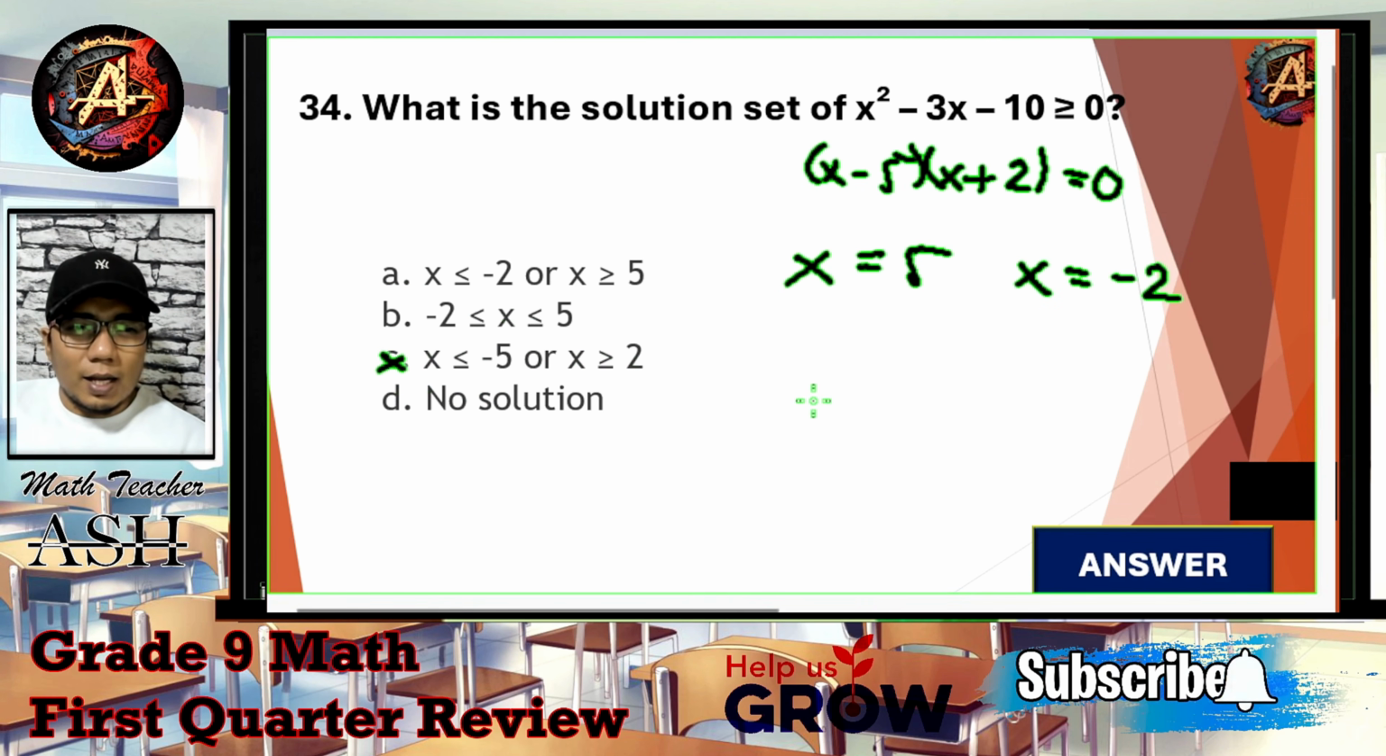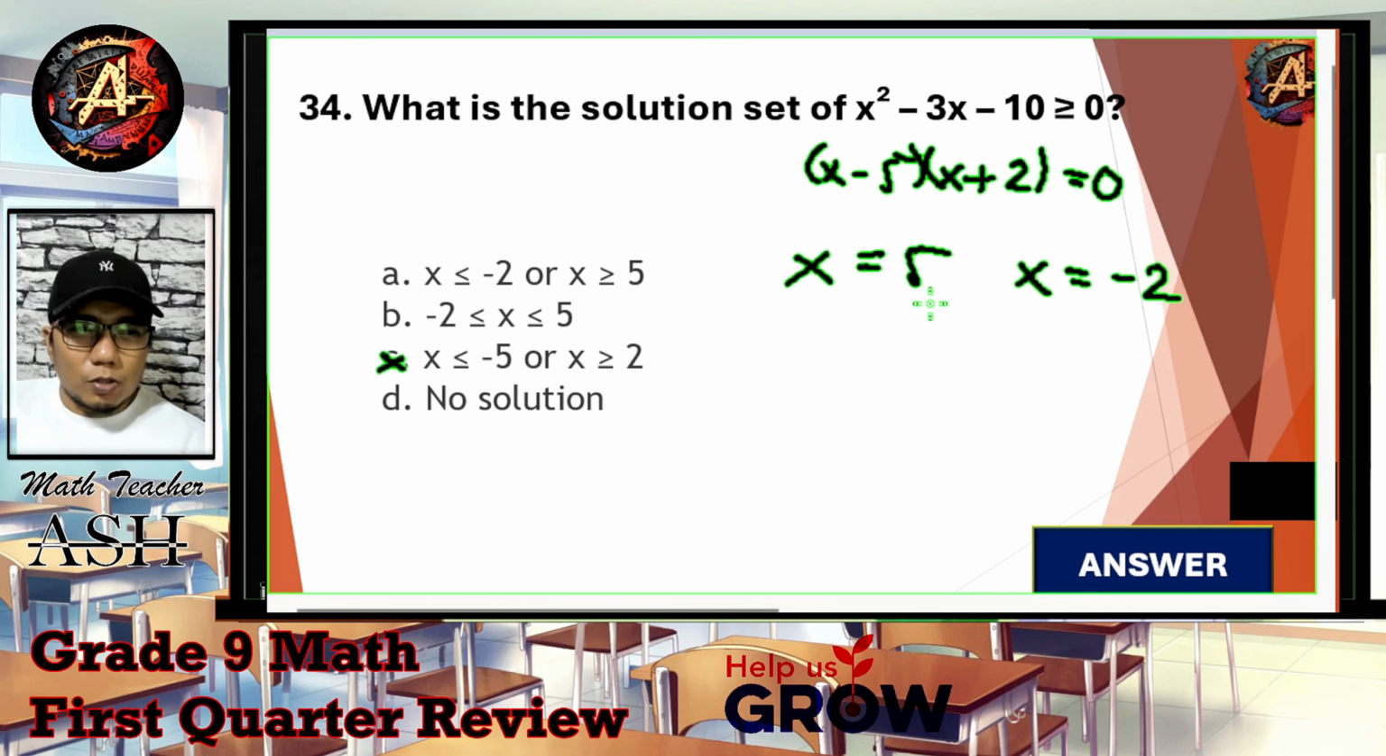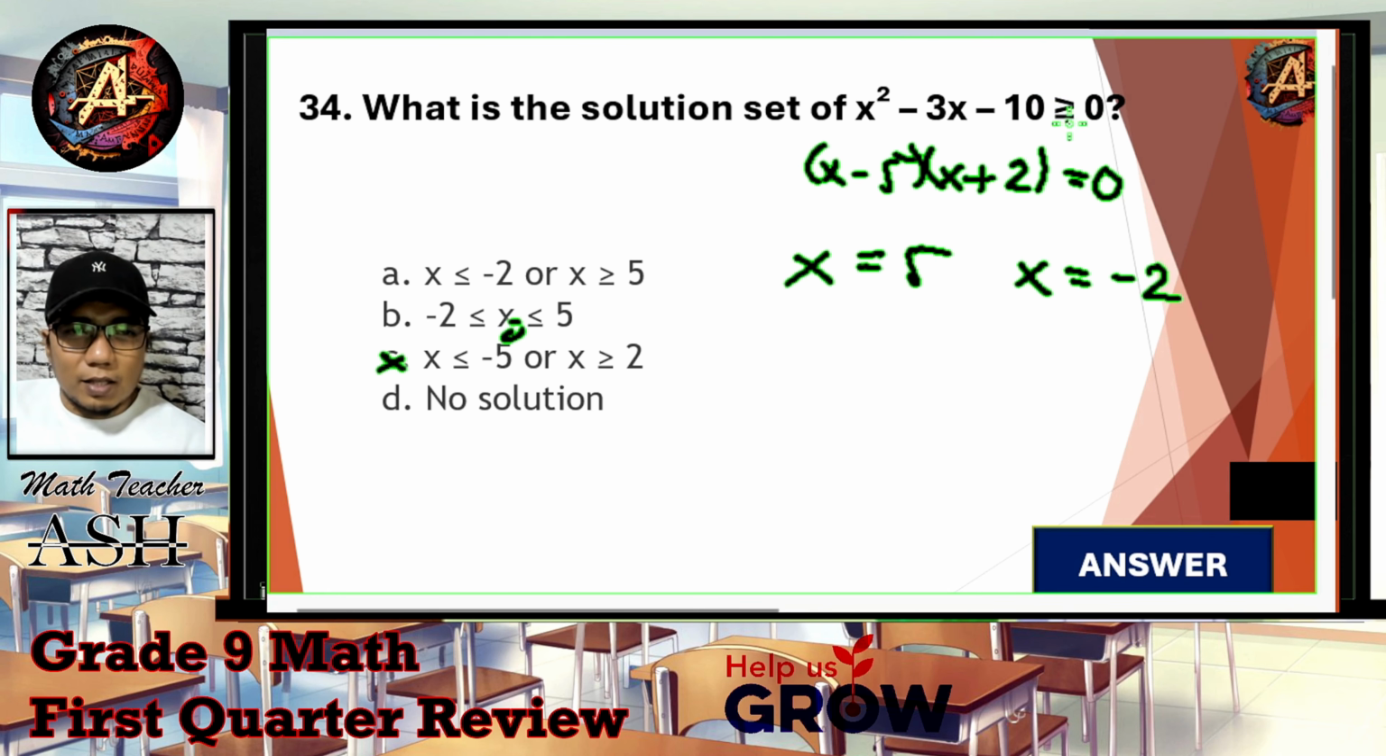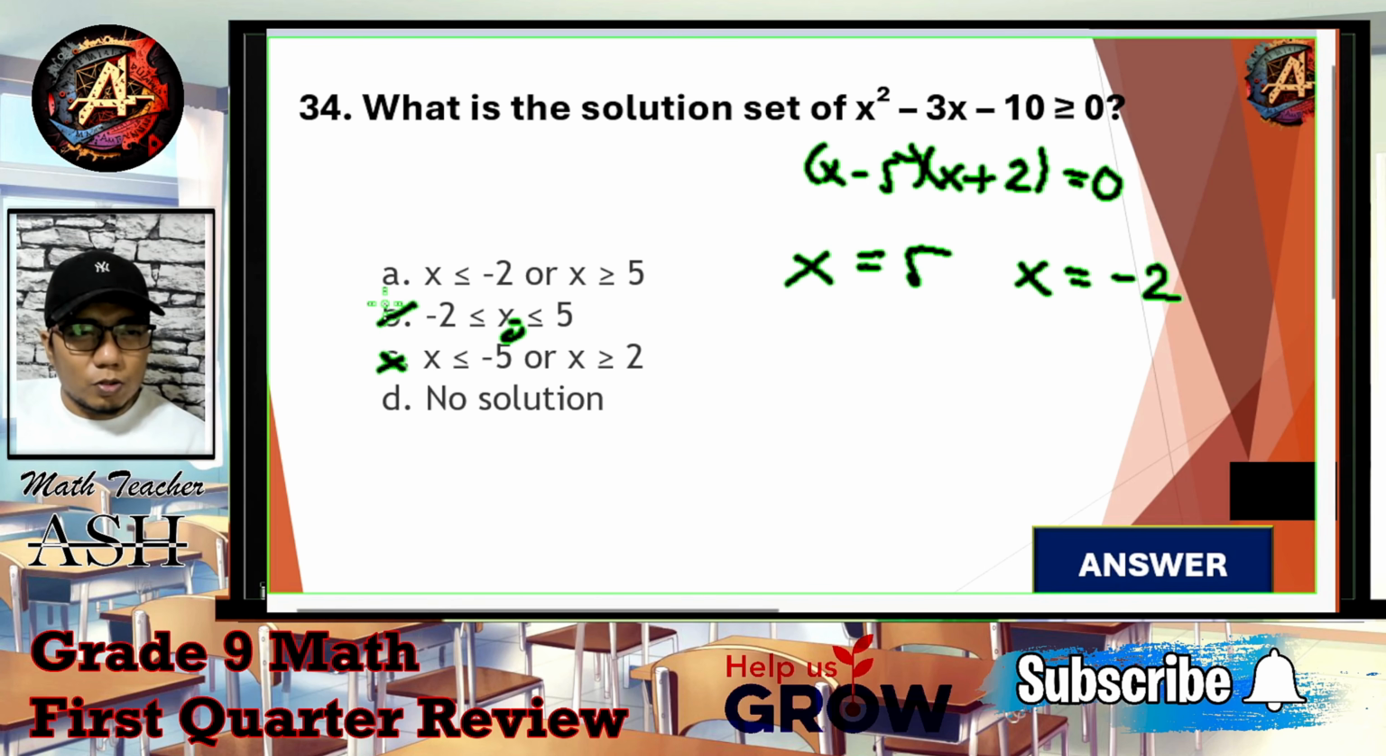Now we can check whether our solution could be for A or for B. Let's check first this one. In the middle of negative 2 and 5, that is 0, right? So 0 squared minus 3 times 0 will be 0 overall, leaving us negative 10. Negative 10 is greater than or equal to 0. Is negative 10 greater than 0? No, that's wrong. So letter B is also wrong.